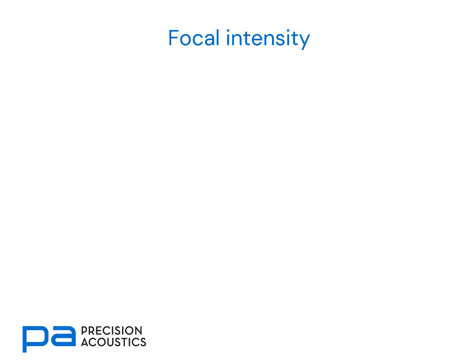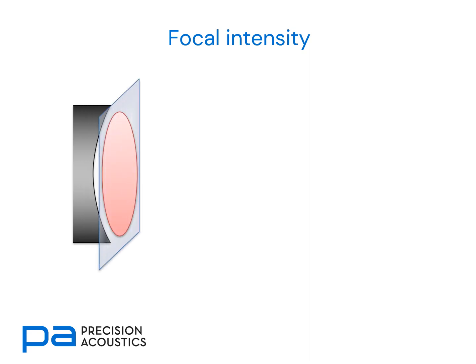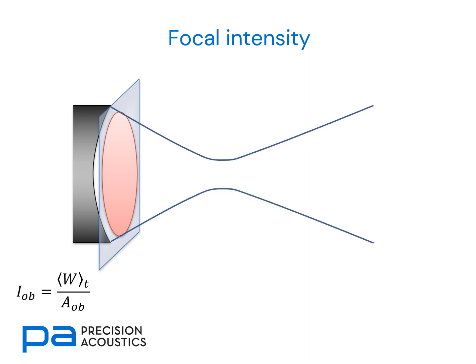We also need to consider focal intensity. So if we consider a transducer and a measurement plane in front of it, then we can define the output beam intensity, as we saw on the previous slide, as the time averaged power radiating through that output beam area. However, for a focused transducer, all of that power is then going to be concentrated in the focal plane through a very much smaller area.